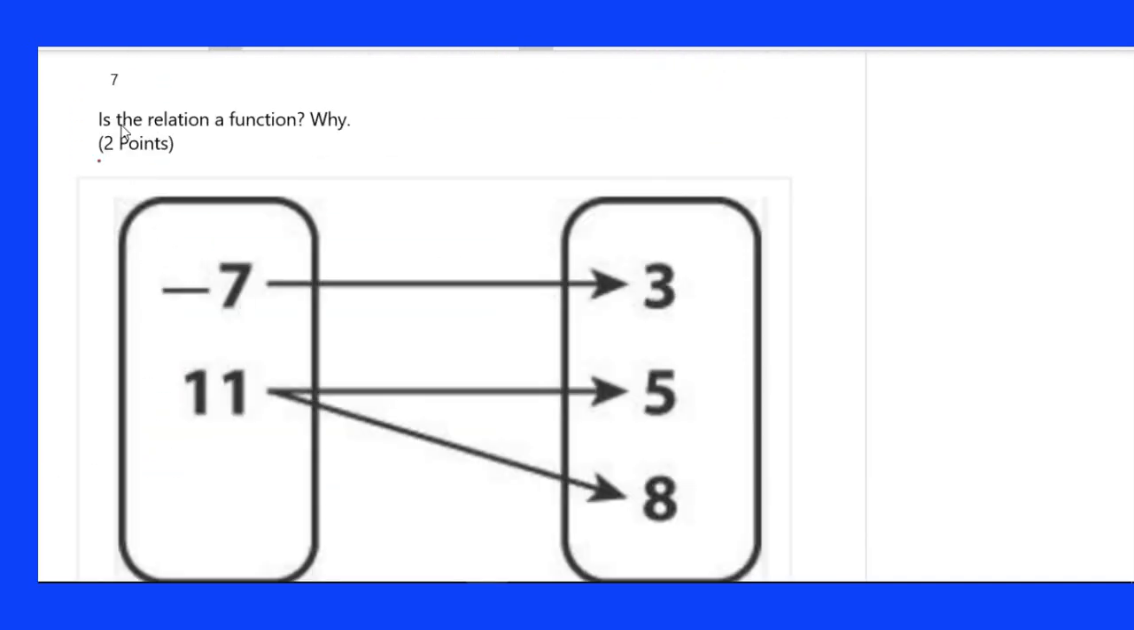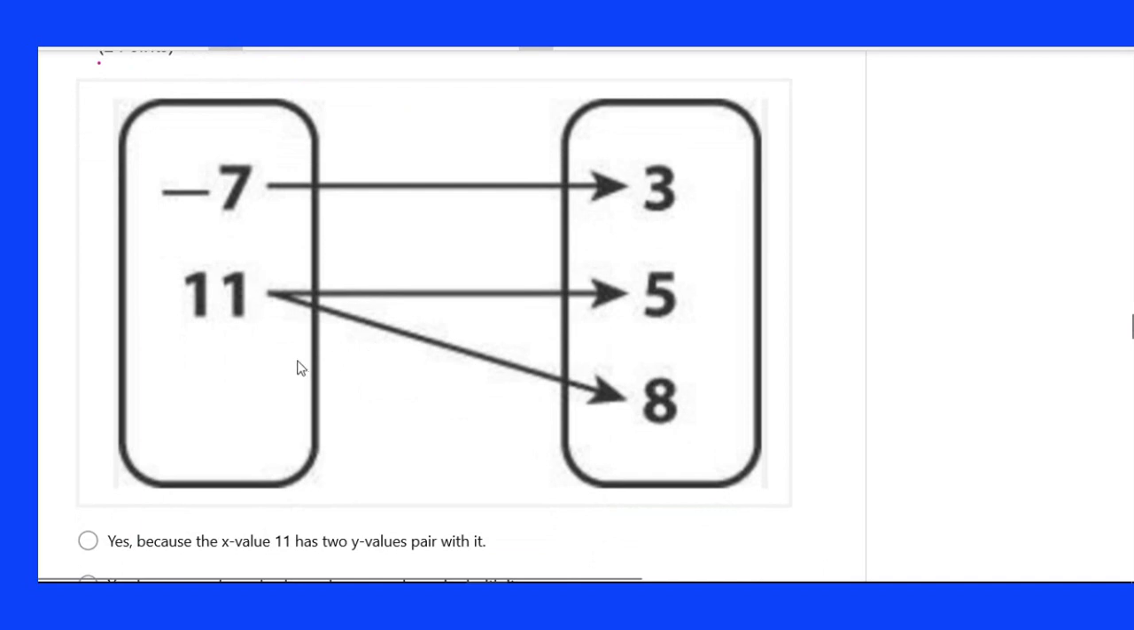For number 7, is the relation a function? Why? Give the reason. It is given in mapping form, maybe you can see clearly. This is a relation of one to many. So now, let's just draw the x, y axes. This is x, this is y.